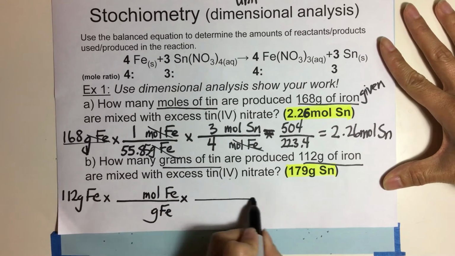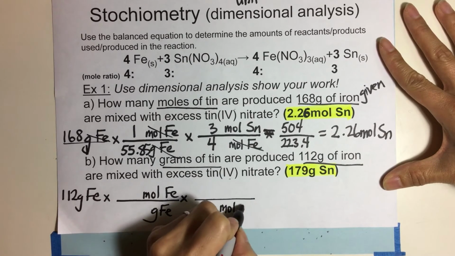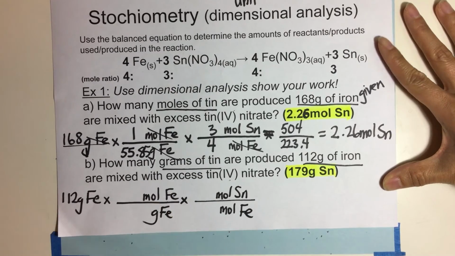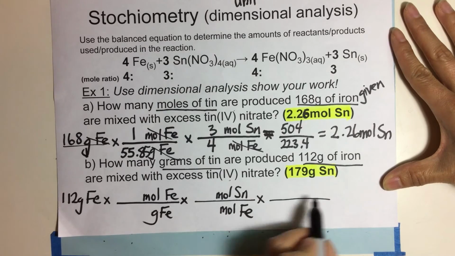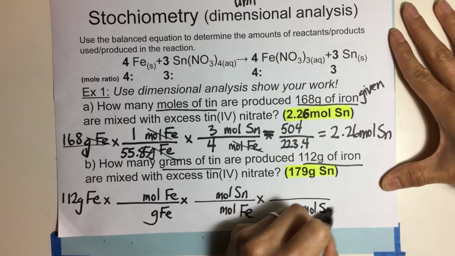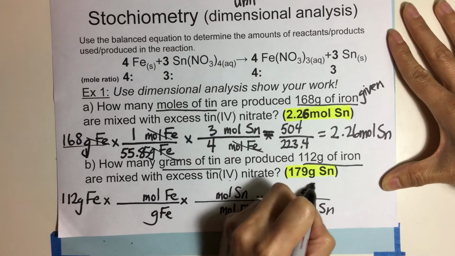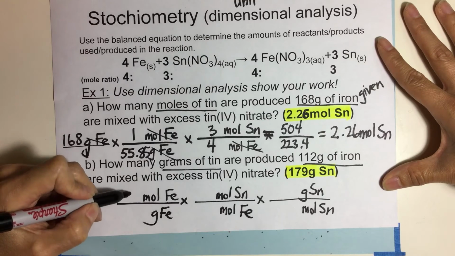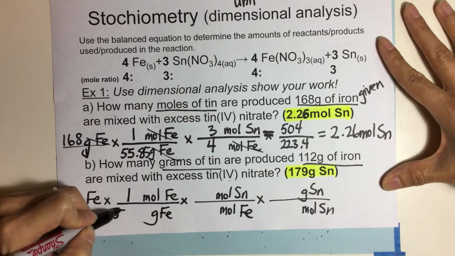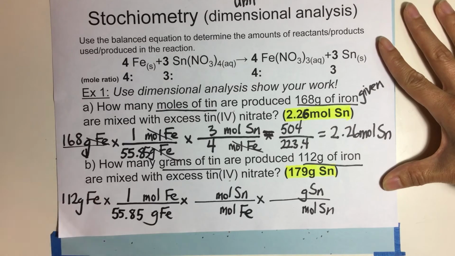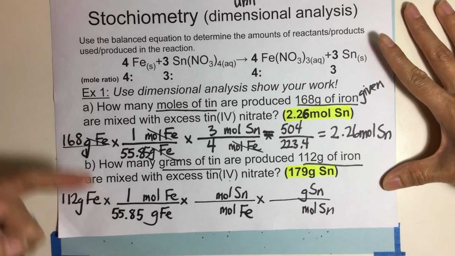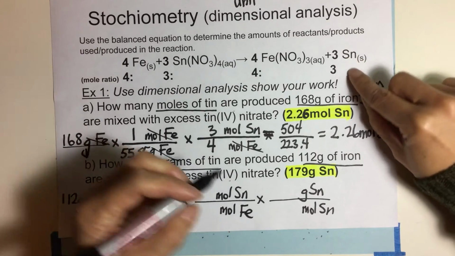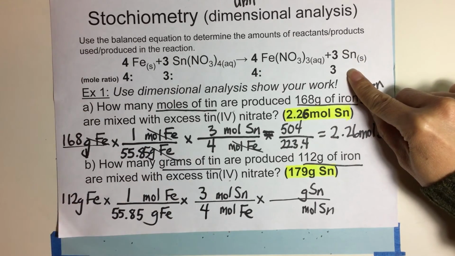And then I'm going to use my mole ratio to convert from iron to tin. And then I'm going to take my moles of tin and convert it to grams of tin. Let's plug in numbers now. In plugging in numbers, we know that a mole of iron has 55.85 grams. We know the mole ratio between tin and iron. The mole ratio is a 3 to 4 mole ratio.